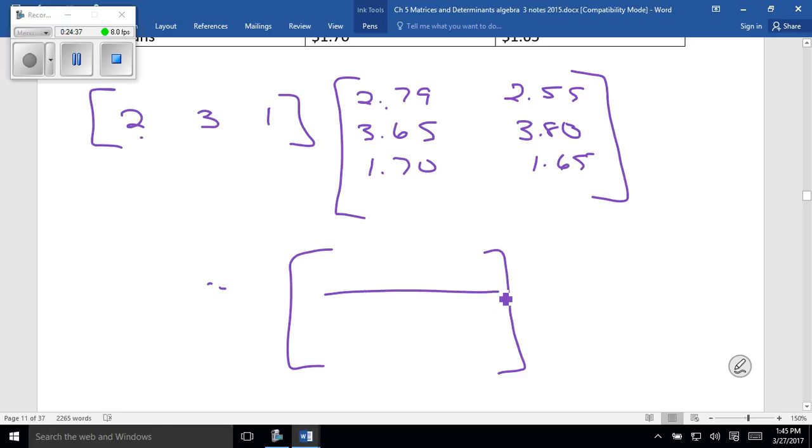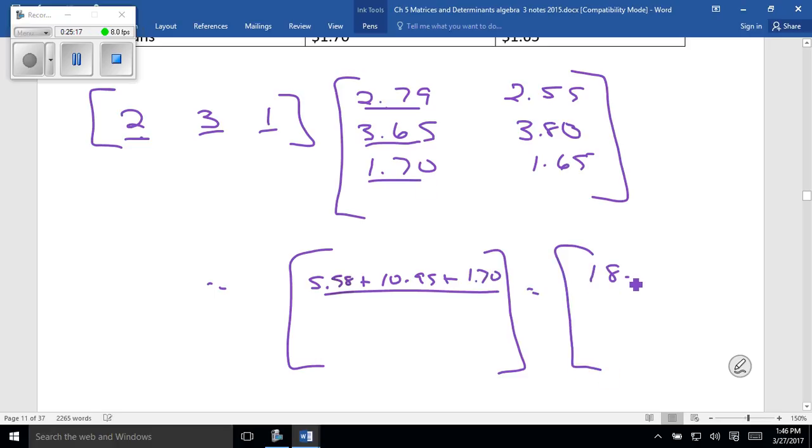So you take 2 times 2.79, which is what? First times first. 5.58. Plus 3 times 3.65, which is what? 10.95. Plus 1 times 1.7. Okay, what's my answer? 18.23.